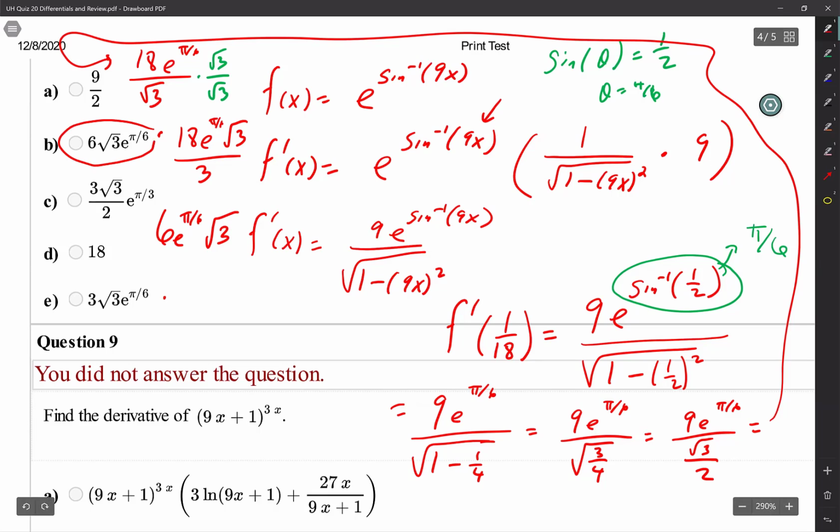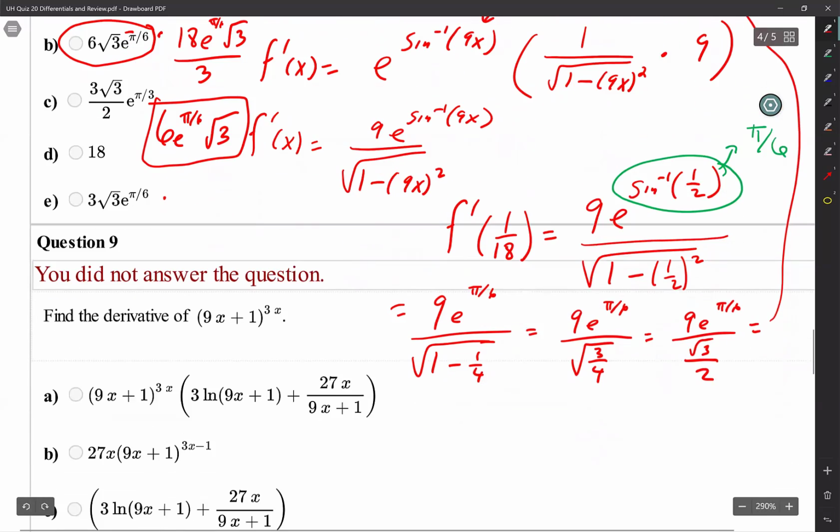There it is. I don't like this. Well, okay, that's fine. 6 square root of 3 e to the power pi over 6. But sometimes that radicand stretches ever so slightly. And that's why I like putting the square roots at the very end and not in the beginning, just in case the square roots stretch out. And there it is, guys. It was a little tough, but not too extreme.